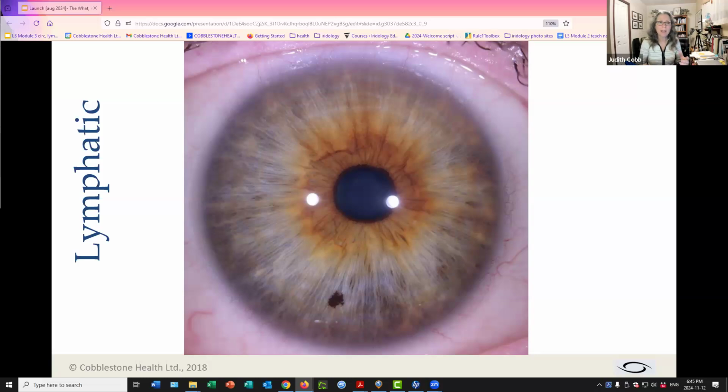Constitutional iridology is about understanding the constitution, makes sense, right, of the person. So we can understand where they might be a little less resilient, where they might be more resilient, so we can understand why their health is the way it is and guide them to overall better health.